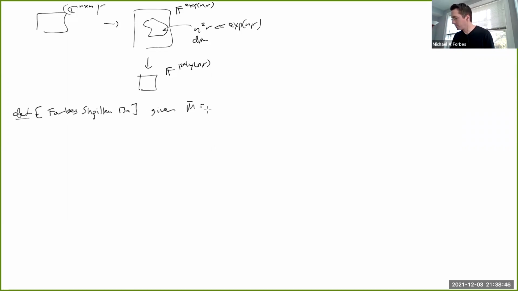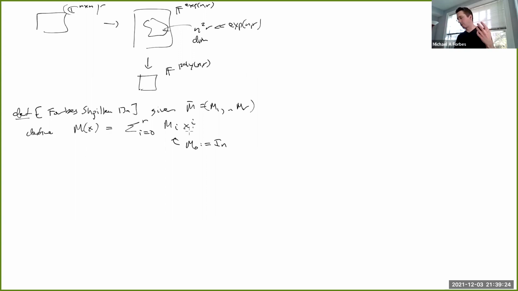Given M1 up to MR as formal matrices, we can first define M of X as the sum over i from 0 to r of Mi x to the i. So x is a new variable, and this is a univariate polynomial with matrix valued entries. Note that I only have r matrices, but I'm indexing from 0, so I'm going to define M0 to be the n by n identity matrix. This is a univariate polynomial with variable x, and it's matrix valued. The coefficients are matrices.